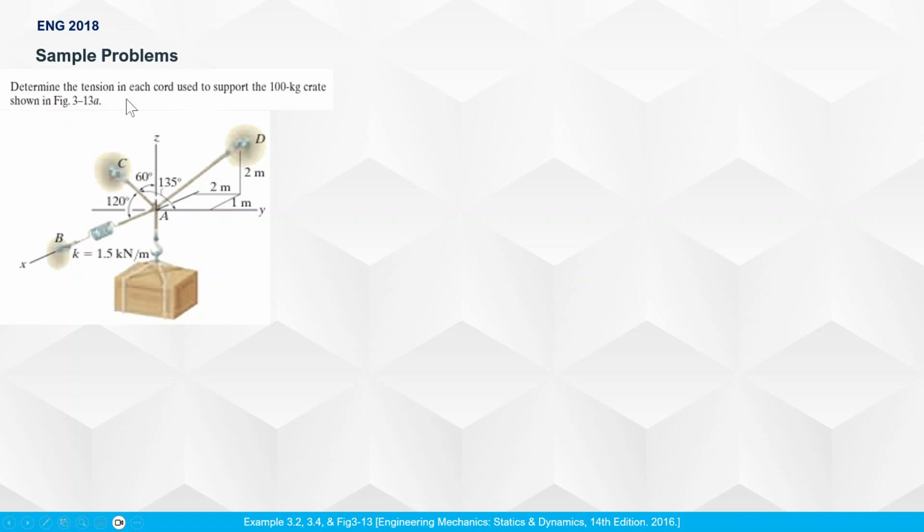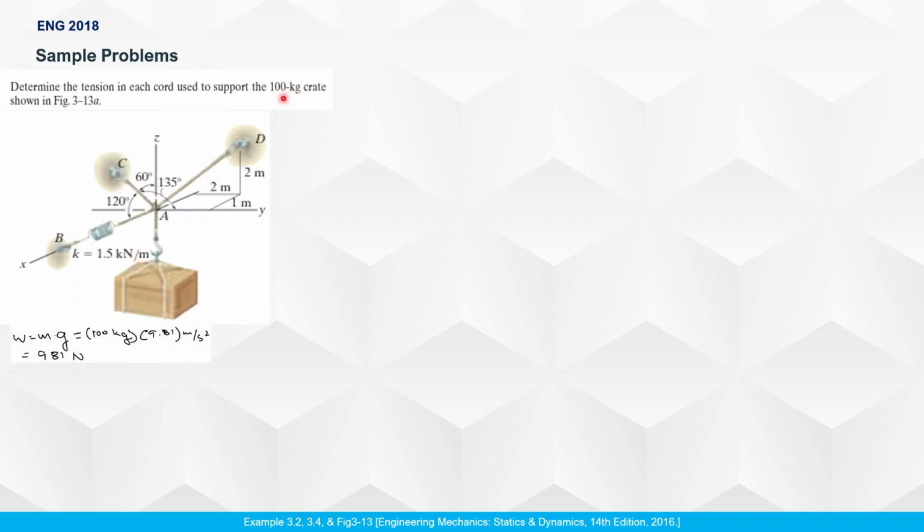So we're here to determine the tension in each. Wait, where's my laser pointer? So we're here to determine the tension in each cord used to support this 100 kilogram plate shown in the figure below. So we're given what else? We're given the dimensions, we're given the coordinate direction angles, and we're given the spring constant K at 1.5 kilonewton per meter.